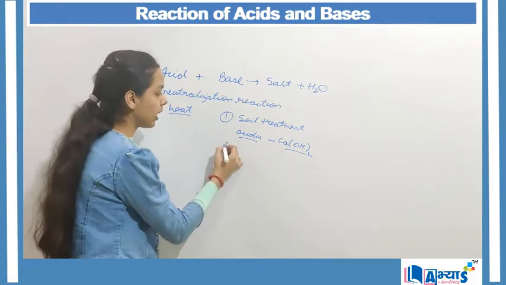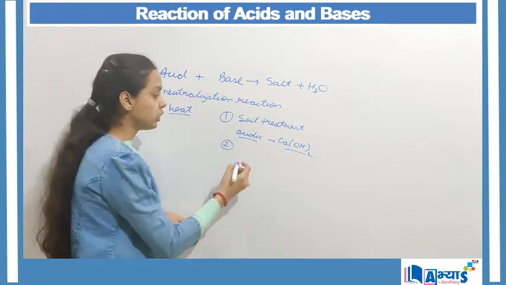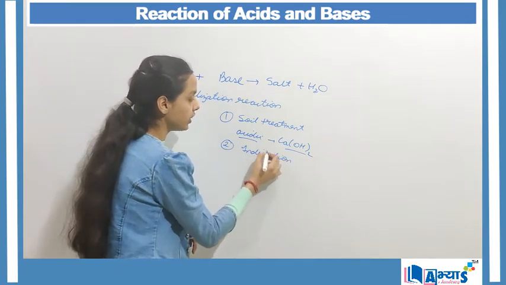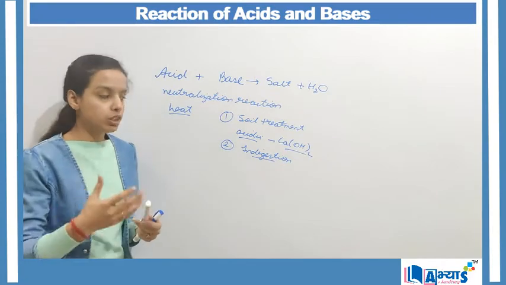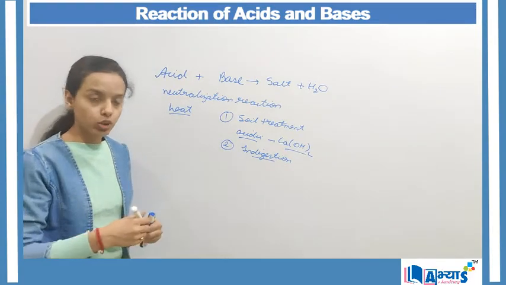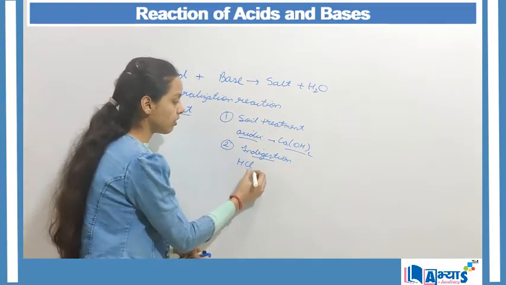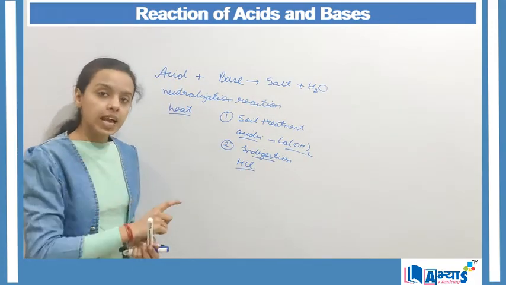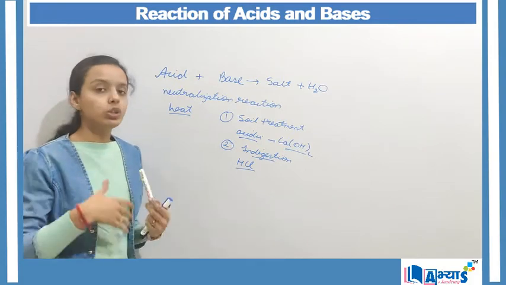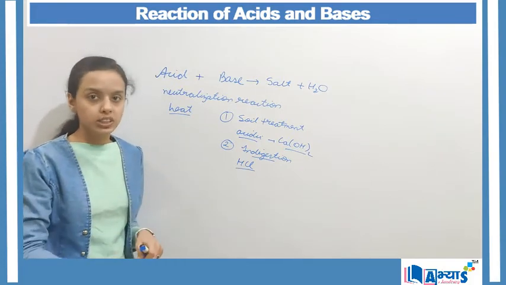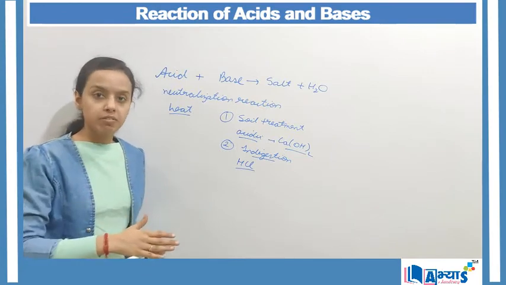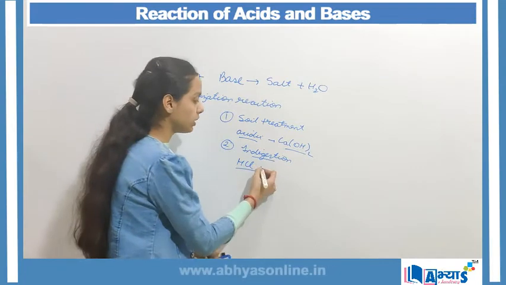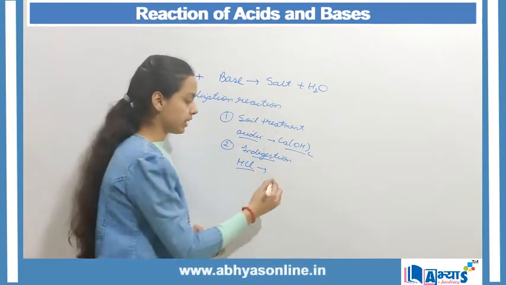The next important application of this reaction is during indigestion. What is indigestion? Indigestion is a state in which the stomach releases excess hydrochloric acid. The stomach of human beings secretes hydrochloric acid. When this acid is in excess, it leads to pain and irritation in the stomach. So as to neutralize this effect or decrease the pain, it is generally observed that we should take an antacid.